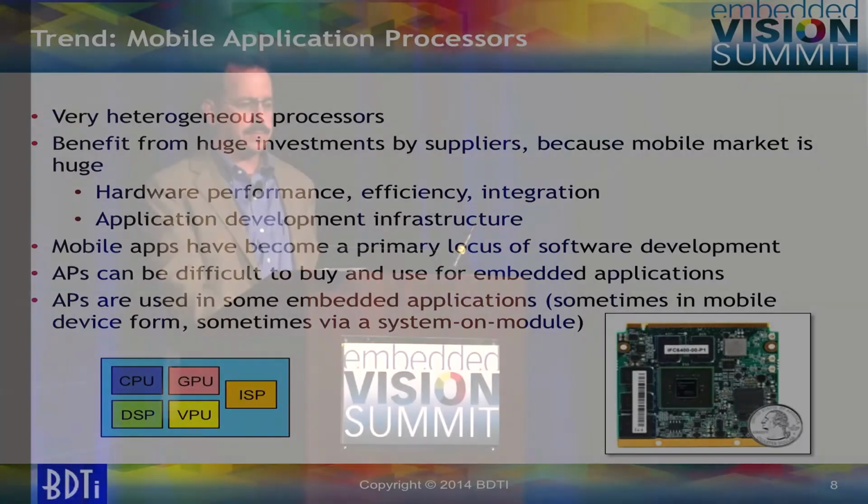It helps explain why almost everyone who's doing embedded vision is employing heterogeneous processing today. So that's a key trend, and the first trend I really want to highlight in terms of what's happening in processors is that heterogeneous processing has become virtually universal for embedded vision.